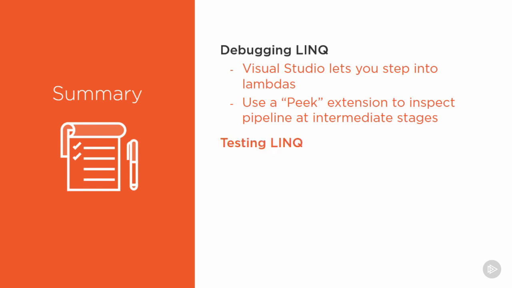And we learned how you can use standard unit testing libraries like NUnit to pass sample input sequences into your LINQ pipelines and check that the output sequence matches what you expect. And we also saw how regular techniques for unit testing, such as mocking and dependency injection, can be applied directly to LINQ pipelines, and you can mock out any parts of your pipeline that are hard to test.